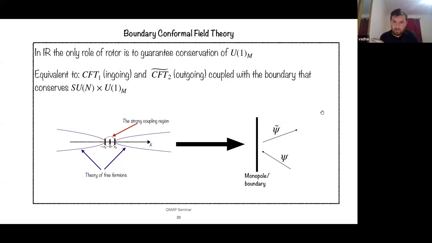The outgoing direction is still a right-moving fermion, but instead of this region where it was strongly coupled, I put the boundary. This boundary will correspond to a monopole, and I will ask this boundary to conserve non-anomalous charges. Now I have the situation where every fermion that is ingoing to the boundary carries, let's say, negative charge, and every fermion that is outgoing from the boundary carries positive charge.